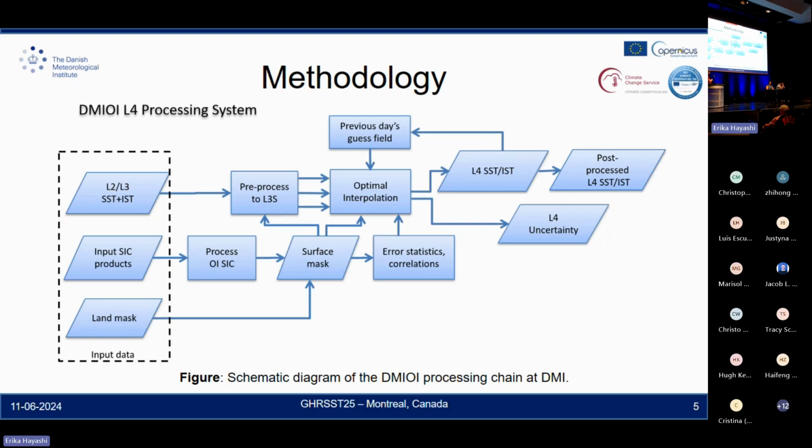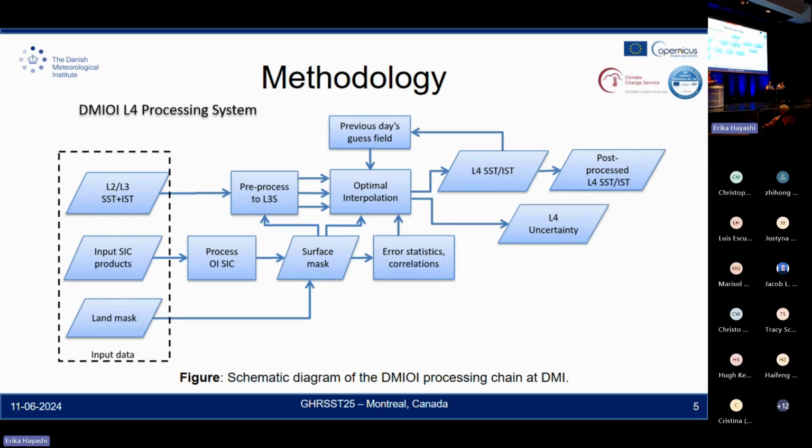We pre-process our SST-IST data to level 3, and we also process the sea ice concentration products to an optimally interpolated sea ice concentration mask, which along with the land mask makes our surface mask. Then we do an optimal interpolation using the previous day's guess field. And then we produce the level 4 SST-IST combined product, and we also provide an uncertainty.